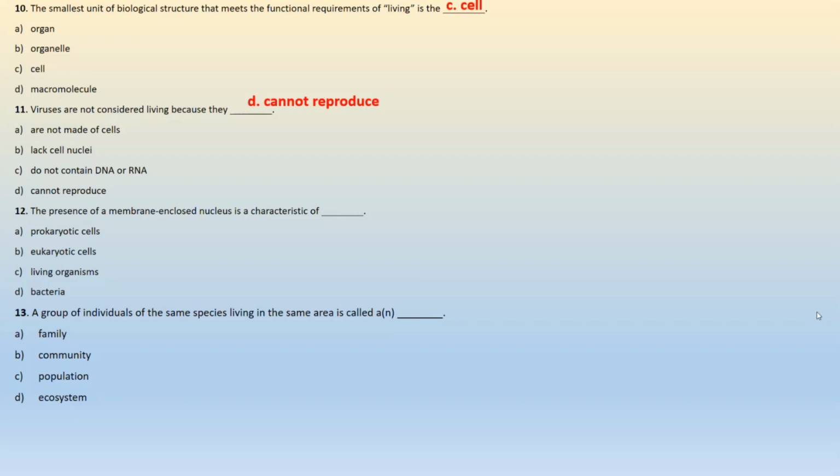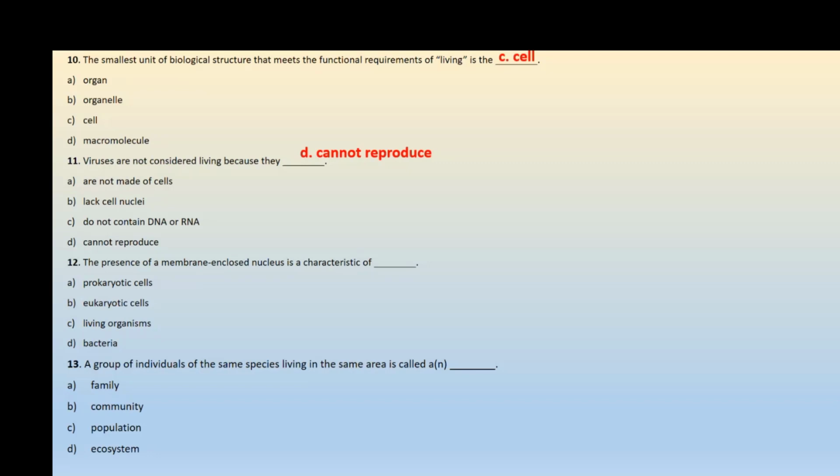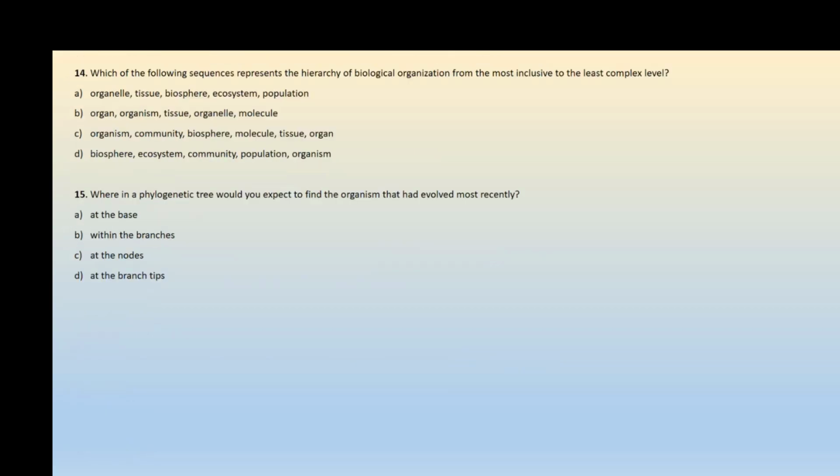Whew, we are out of time, but the presence of a membrane-enclosed nucleus is a characteristic of. I can't see which one you're referring to, because you just say 12 and the number. Because I see B. Okay, I think it's B. Congratulations, it's B, all of you. And the group of individuals from the same species living in the same area is called. Somebody says C. Somebody says C also. So congratulations, it's C. Population.